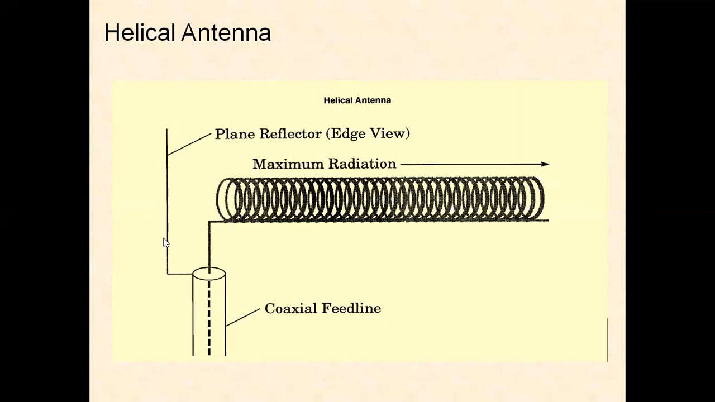So maximum radiation is along the helix axis. This reflector is placed here so that any reflection will be reflected by the reflector, and then there is only maximum radiation in the favored direction. In this direction, the signal is blocked. There is no signal propagation. It can be used as a directional antenna if you place a reflector behind the helical antenna.